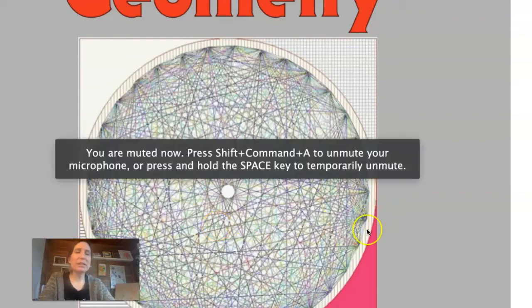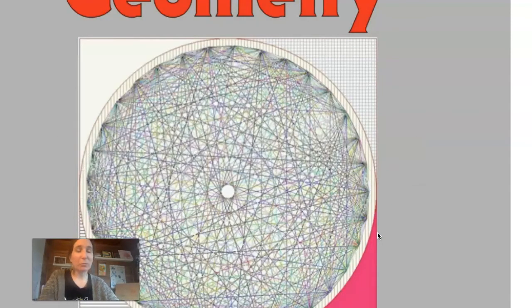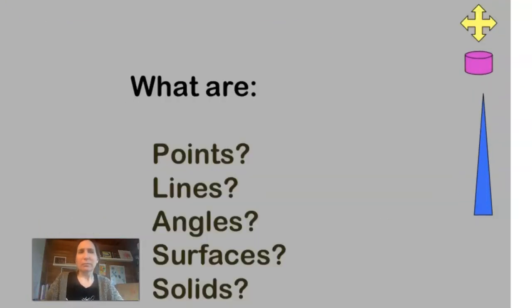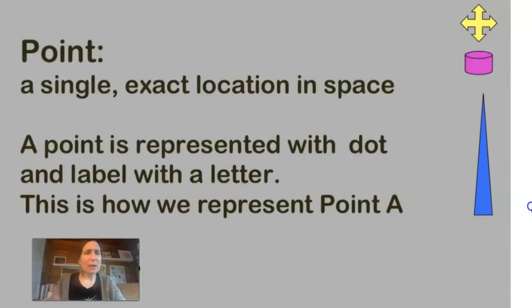Fifth graders, we're going to take a look at some geometry concepts, and these will look very familiar, some of them, and some of them might just be a reminder. Geometry is something that measures and compares when we're looking at points, lines, angles, surfaces, or solids. So what are each of those things? Let's go back to the basics.